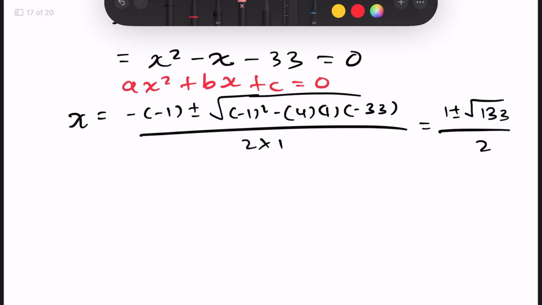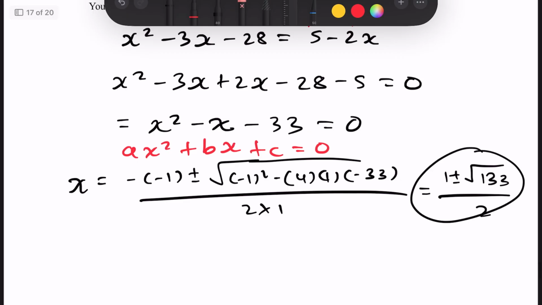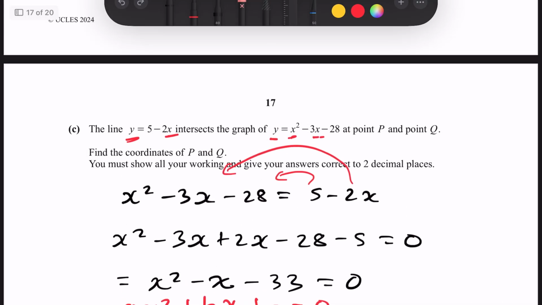So now we have two values of x. So these are the x coordinates. So when x is equal to 1 plus square root of 133 divided by 2, or when x is equal to 1 minus square root of 133 divided by 2, and you sub the value into any one of these two equations, either 5 minus 2x or x squared minus 3x minus 28, you get the same value, which is equal to the value of y at that point.